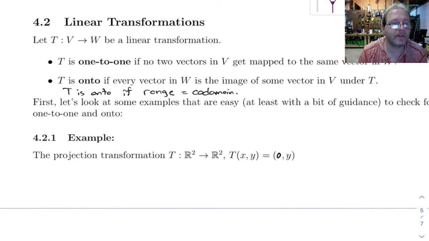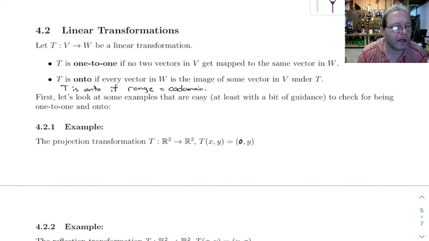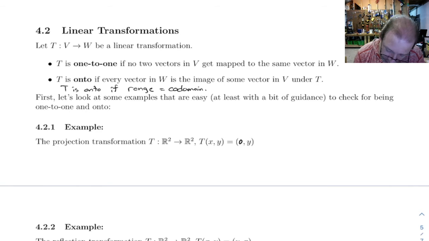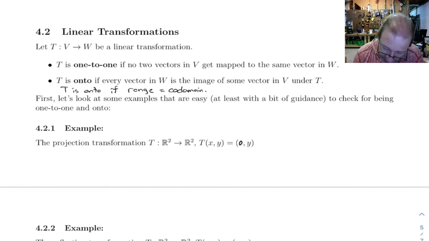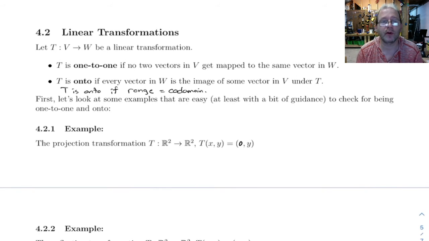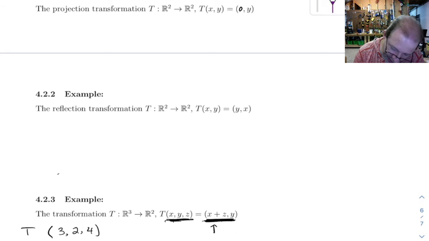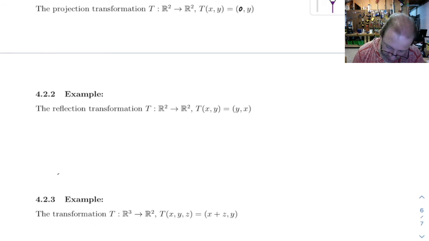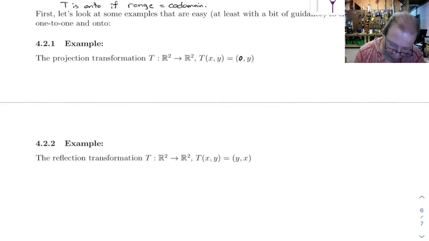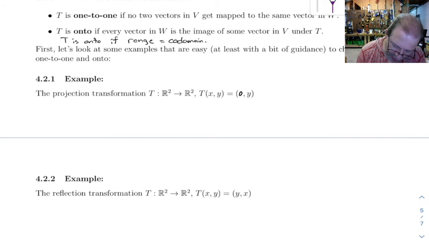So I want to look at several examples here. First up, I want to look at 3 examples that are fairly easy to look at and determine if they're one-to-one or onto. And I say fairly easy, at least something that with a bit of guidance you can see that it's one-to-one or onto or not. And after we do these 3 examples, we'll look at some techniques for determining if something is one-to-one or onto. So let's start with this one.